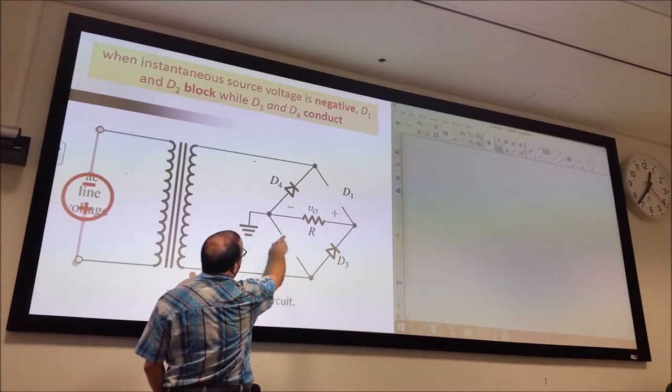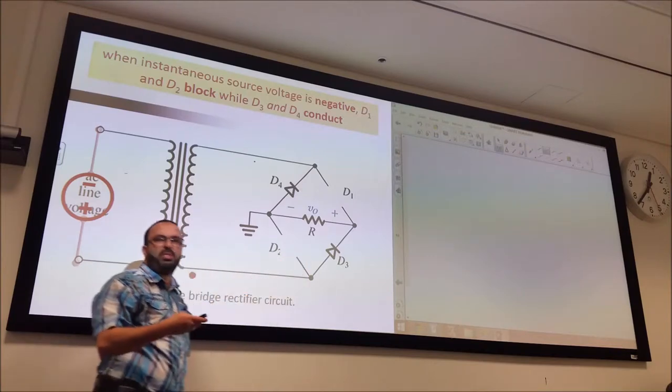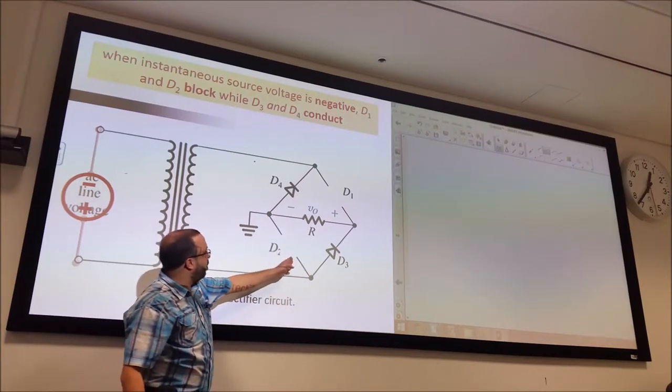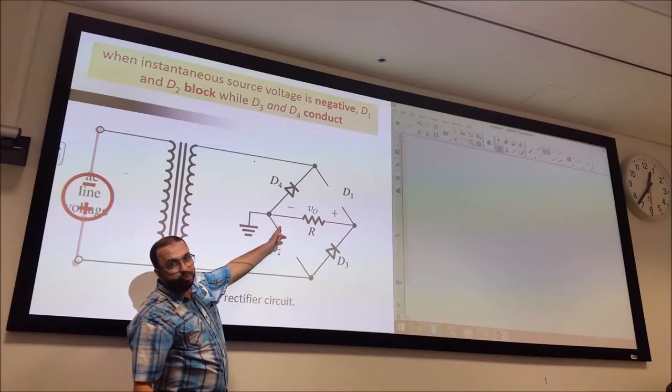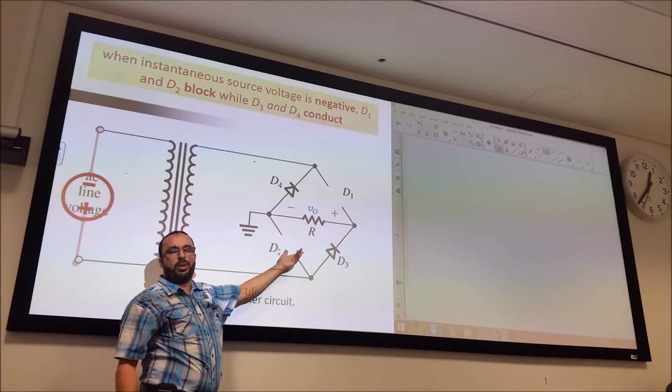So which one was the cathode? This one or this one? So this is the cathode? Are you sure? Okay. So the cathode is positive, and the anode is zero. So the anode is below the cathode. So the diode will be?